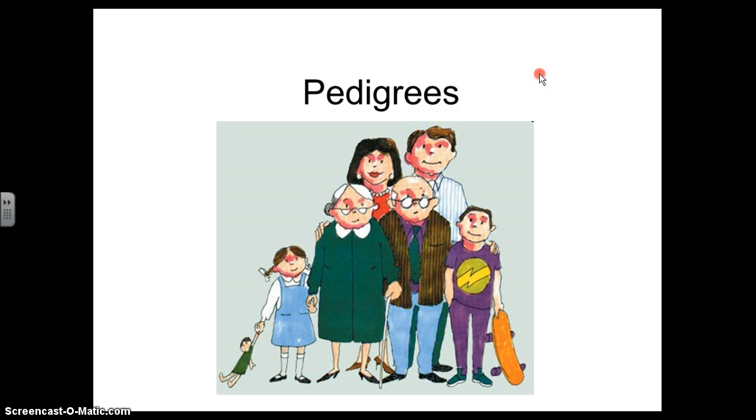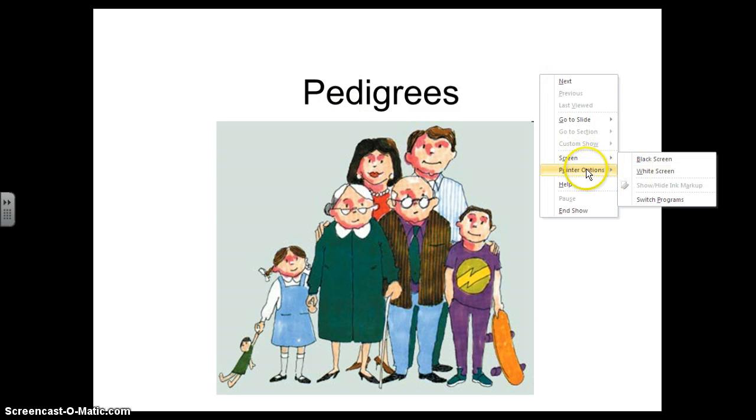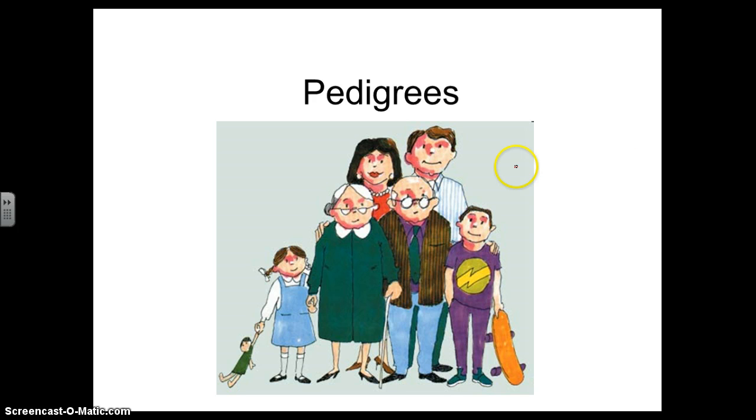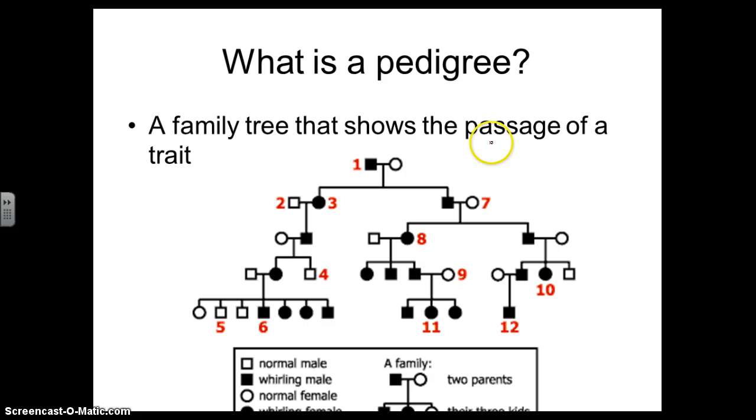Hello guys, today, or this weekend actually, we're going to learn about pedigrees. So here we go. This is a pedigree, and a pedigree shows the passage of traits, usually only one trait, through a family tree. Females are circles, here's a female, and squares are males. A line down represents their children.